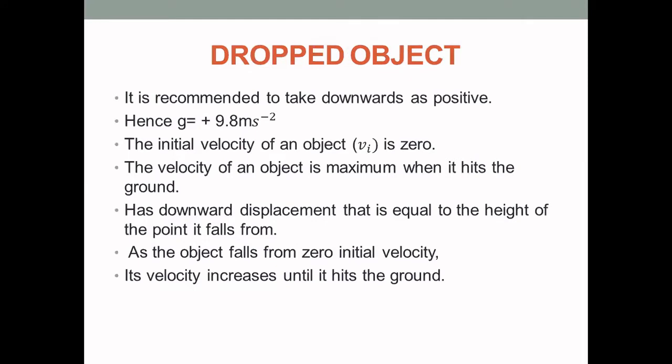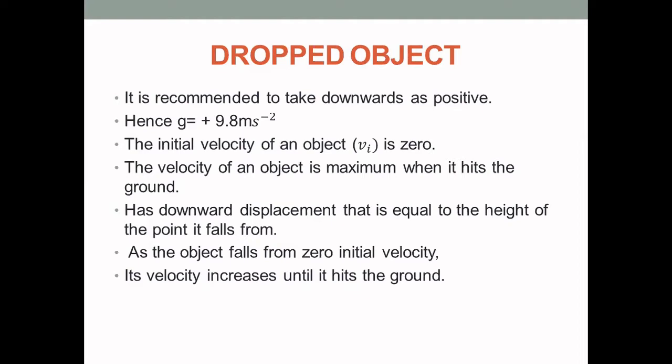Let's consider the first type of motion, which is a dropped object, or an object that is released from a certain height, which is above the ground. It is recommended that you take downwards as positive. It depends, other educators prefer that you take down as positive for calculations and take down as negative for graphs. So for a dropped object, I recommend that we take downwards as positive, because the only motion that is involved in this type of motion is downwards motion.